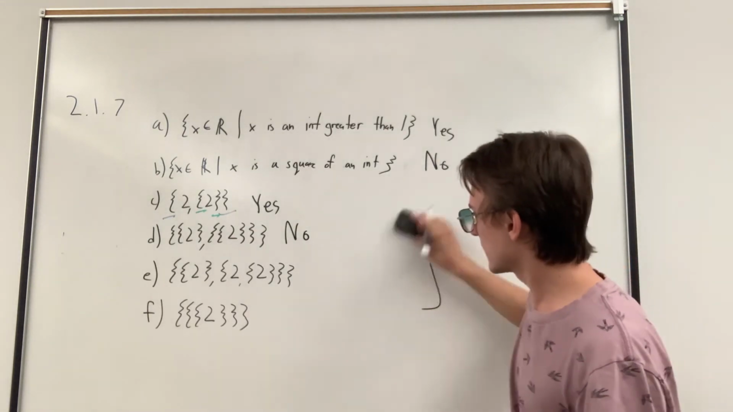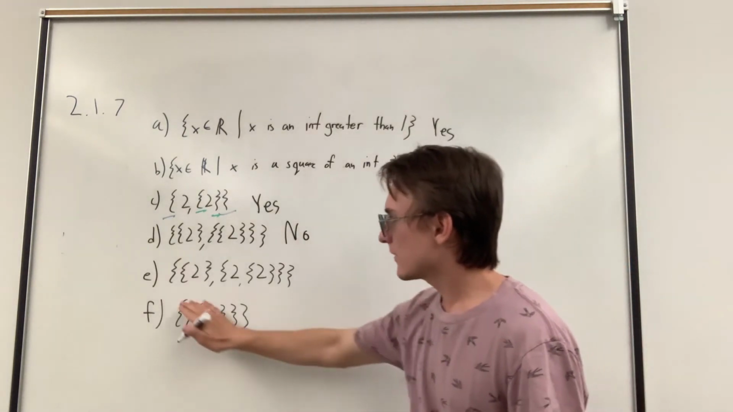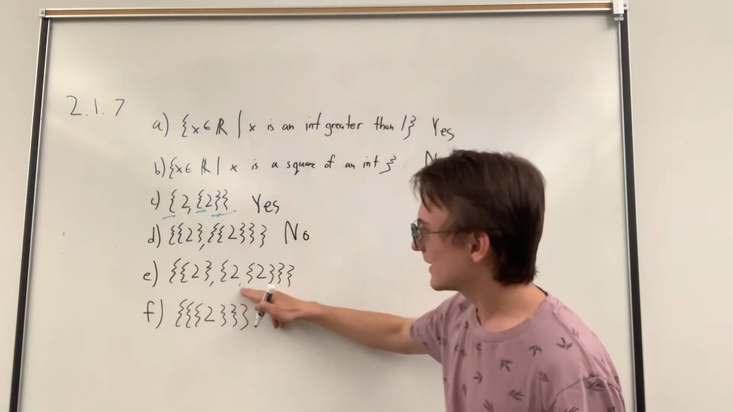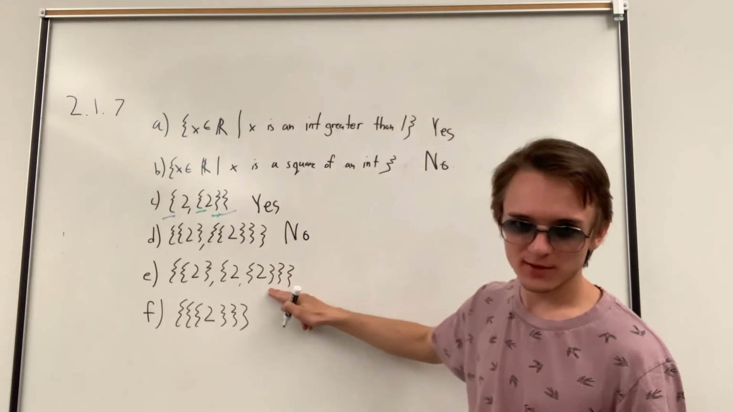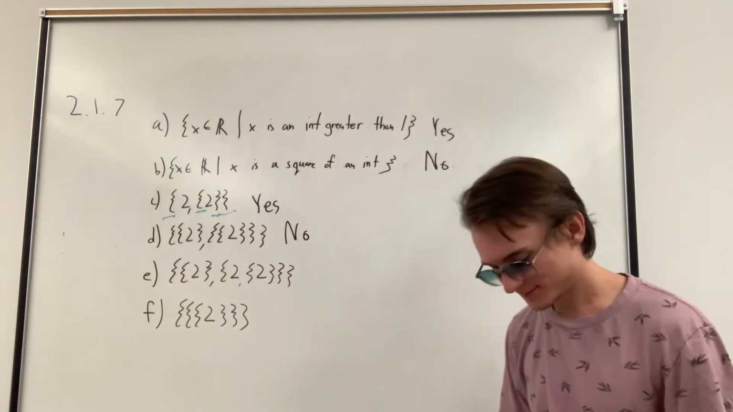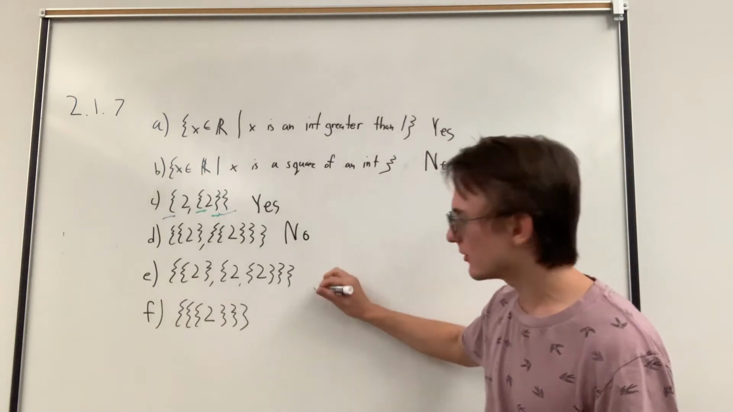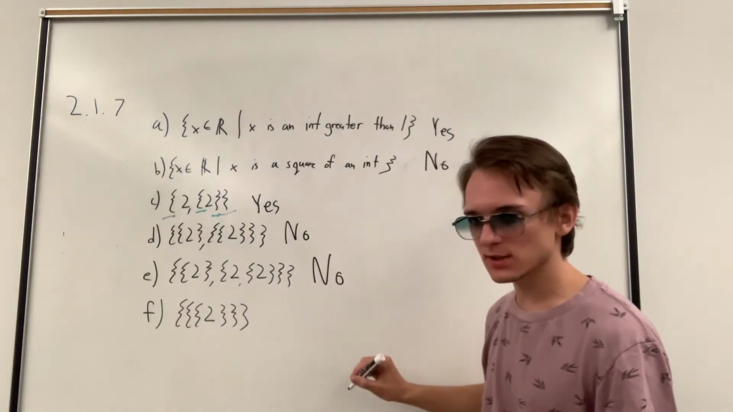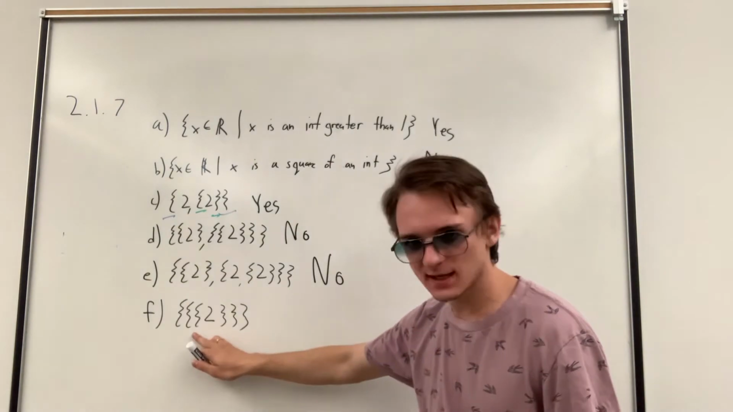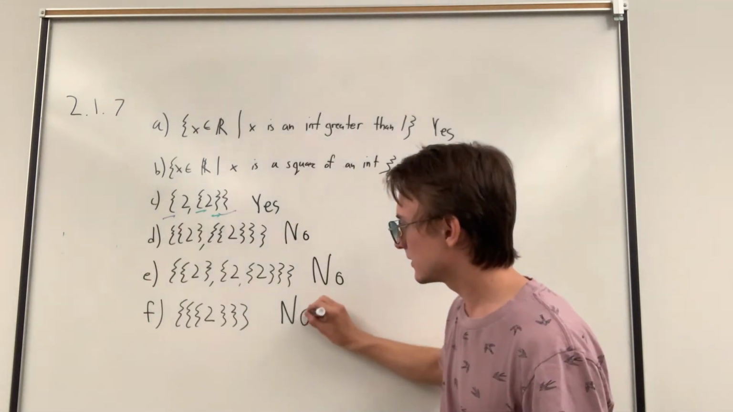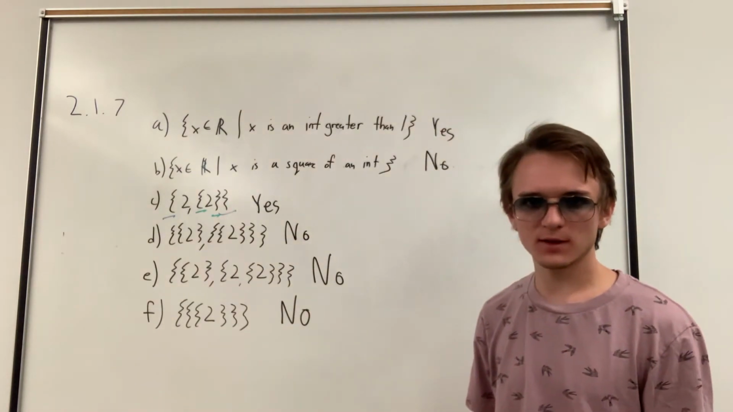So no. Part E, we have the set that contains 2 and the set that contains 2 and another set that contains 2 within that outer set. Kind of a mouthful, but we can see that no, we don't have a 2. And for the same reasoning, the set that contains the set that contains the set, which contains 2, also does not have the element 2 in it.